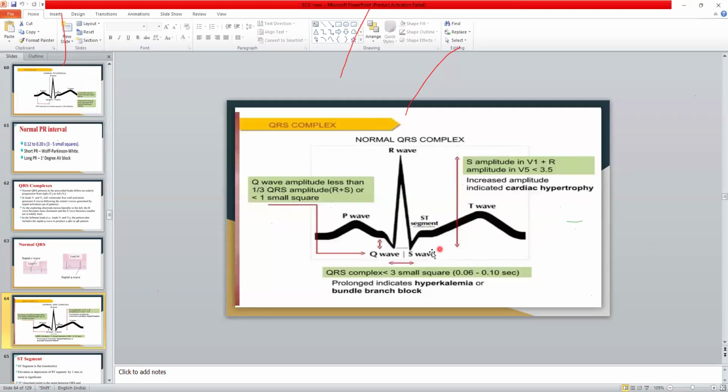Whereas the S amplitude, this is the S amplitude, we usually have to measure in V1, and the S amplitude plus the R amplitude in V1 should be less than 3.5. So this amplitude of S plus R wave should be less than 3.5. If an increased amplitude is present, then it indicates cardiac hypertrophy.